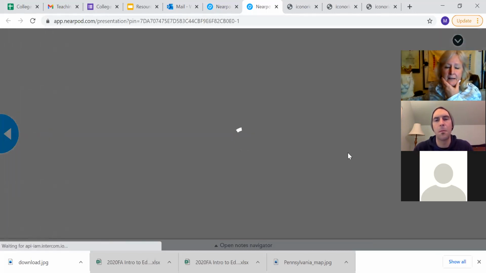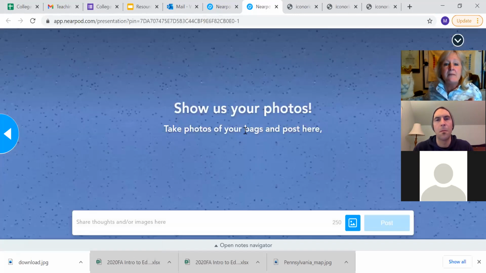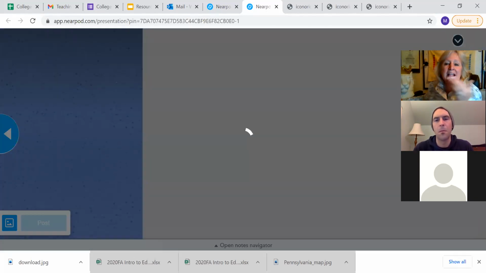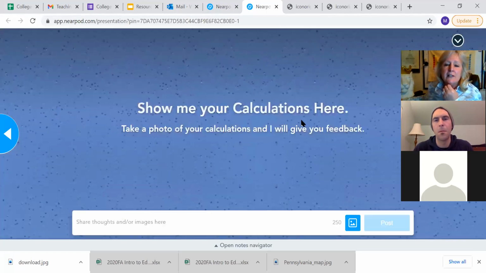And then I make them take pictures. So they'll show me their photos and I want to make sure they're doing their calculations right before they go on. So they'll take a picture of their calculation and I get it in real time.